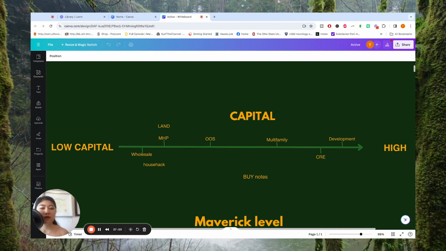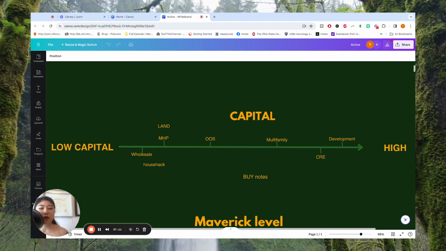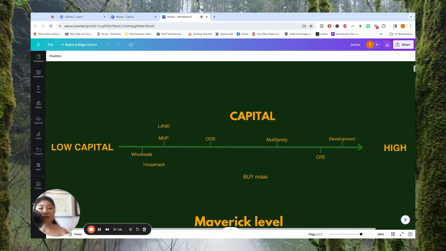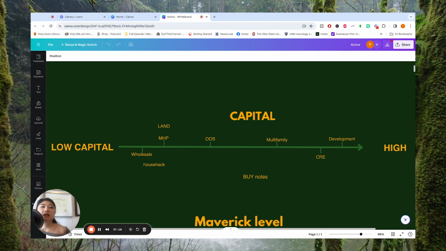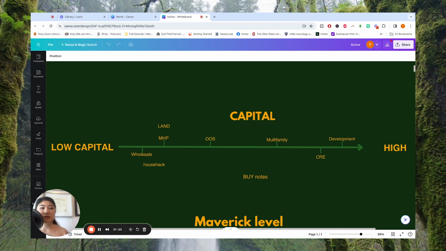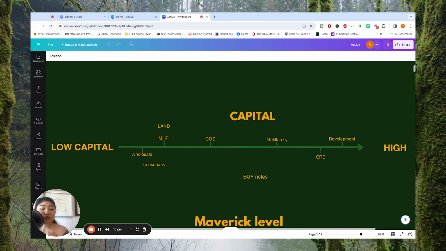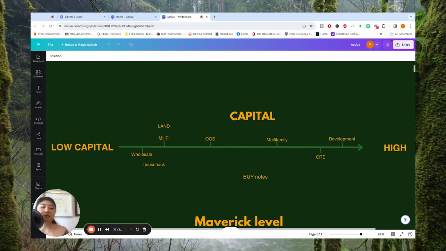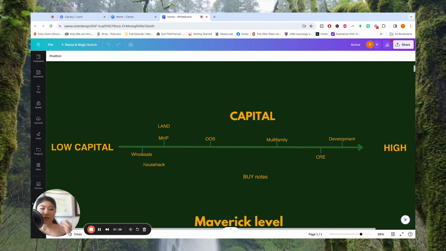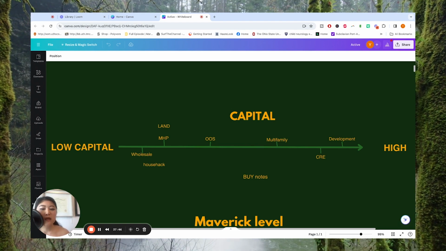Okay, so when I'm saying out of state here, the note here is OOS, out of state. It's referring to if you are in a higher cost of living area, for example, and you want to think about out of state investing in a variety of asset classes. There's potential there for it to be lower capital than otherwise. So it's labeled there just to designate that as an option for those of you in higher cost of living areas.